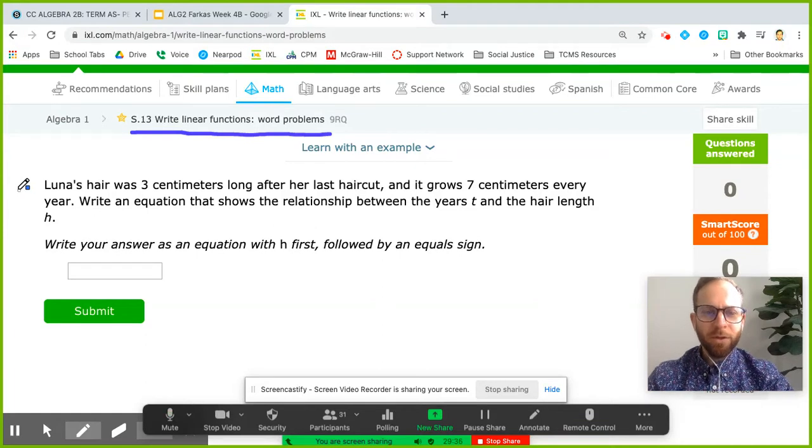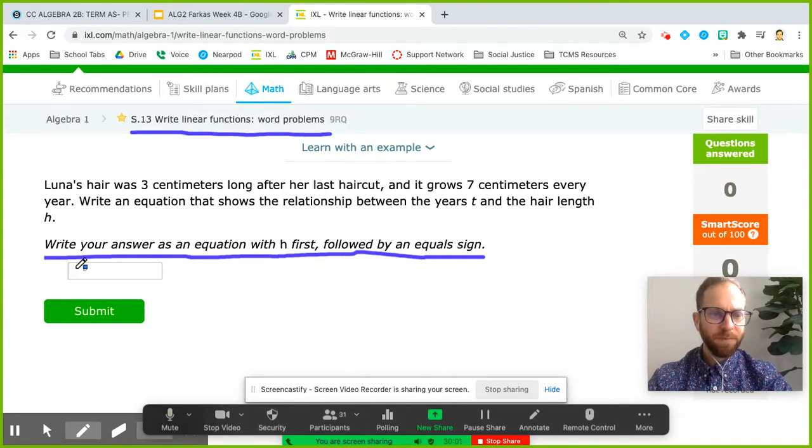Thank you, anonymous student. All right, so think about the two things that you need to write a linear equation. And also notice that it tells you what it wants you to start with. So based on what it tells you over here in the italics, what are we going to write in this box first? What does our equation have to start with? Let's start with h first. Good, followed by an equal sign. Right. So yes, there are different ways to write equations, but because this program will only accept certain types of answers, it wants you to start with the h.